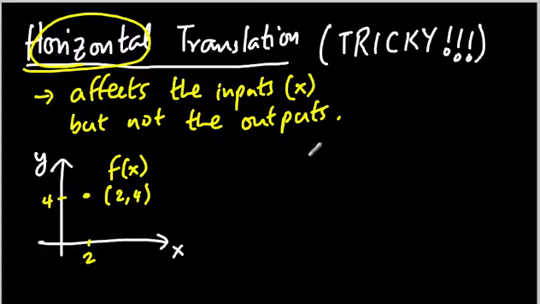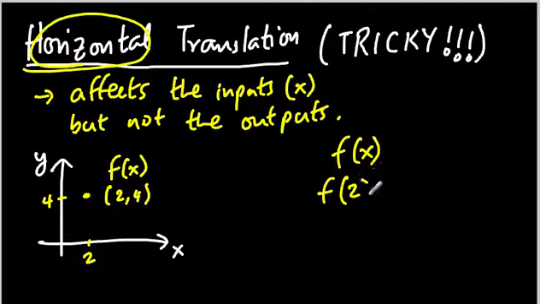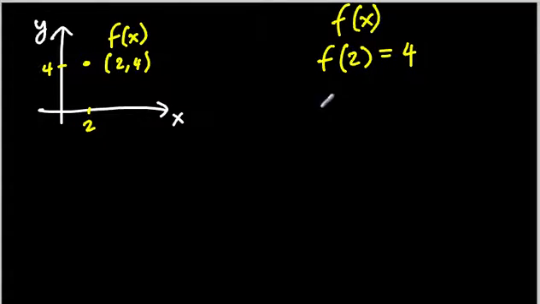So here's f of x, and like we said, it affects the inputs but not the outputs. So here's f of 2: if the input is 2, the output has to be 4, so that's equal to 4. A translation simply means a movement. In this case, a horizontal translation, we're moving things left or right, and it's only going to affect the x's.